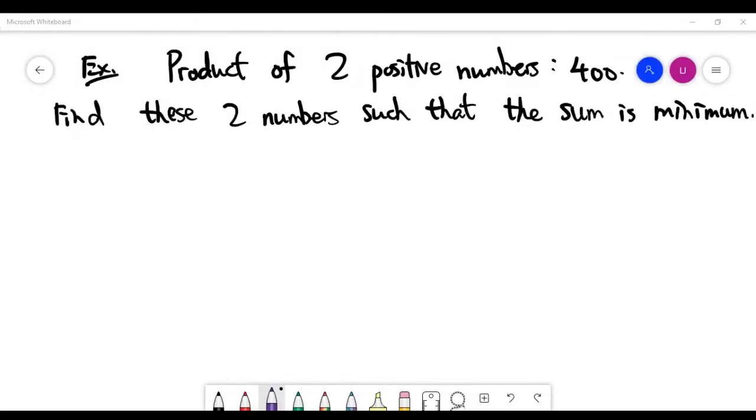So in the current problem, we look at the following case. The product of two positive numbers is 400, and we need to find the two numbers which satisfy this condition such that the sum is minimum.